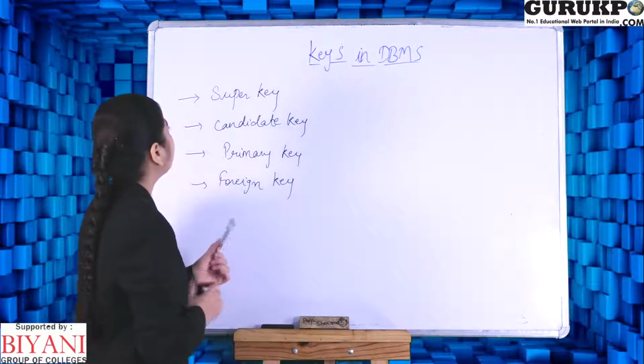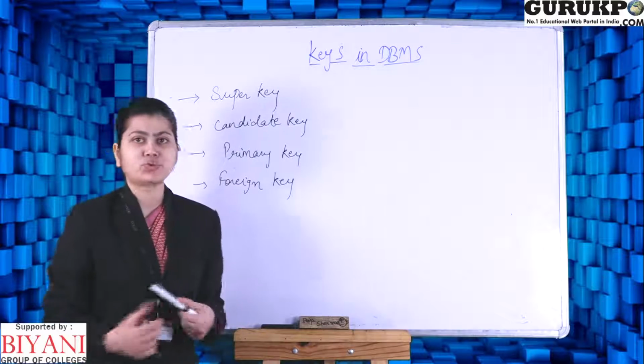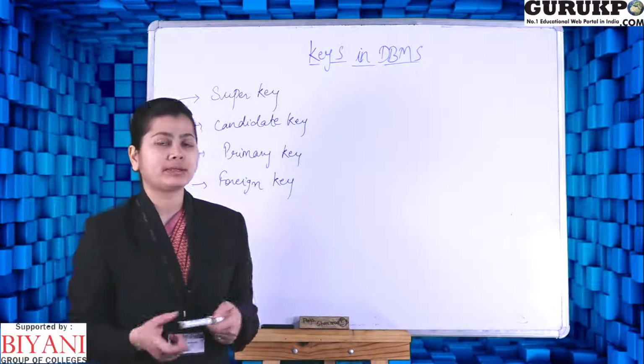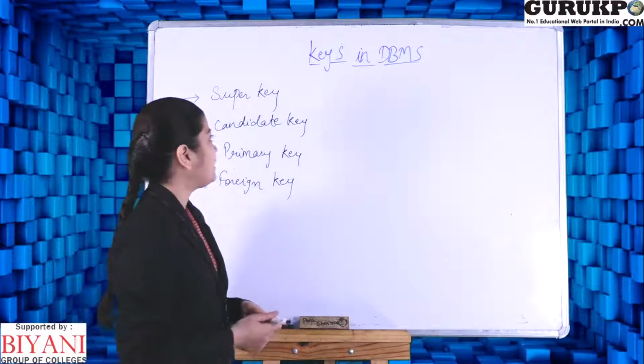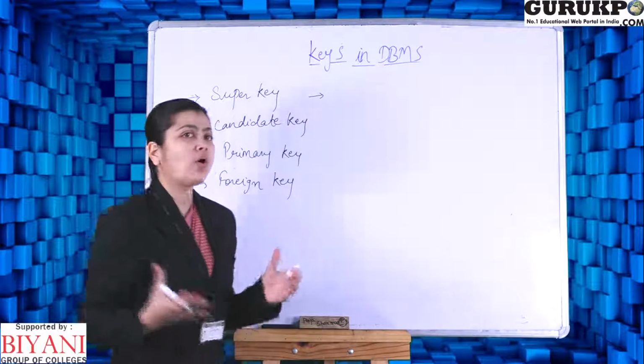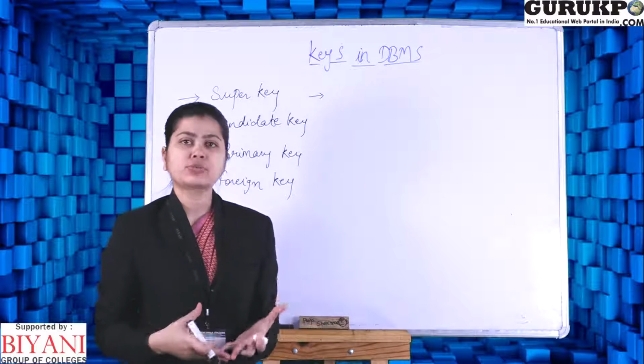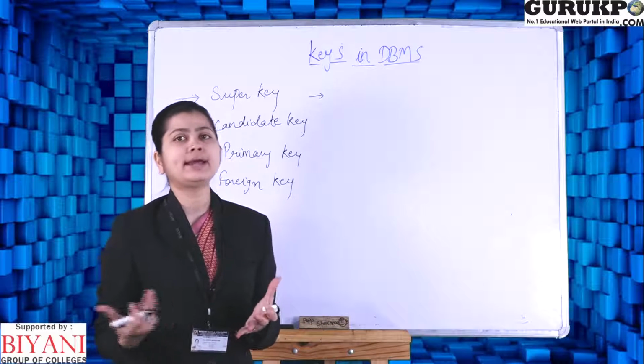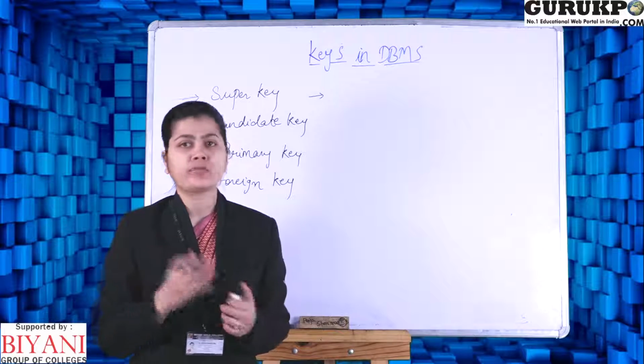So let's take the first one, which is the super key. Let's take an example of a super key. What is a super key? A super key is a key formed by combining all the possible attributes of a table which can uniquely identify each and every record of the table.